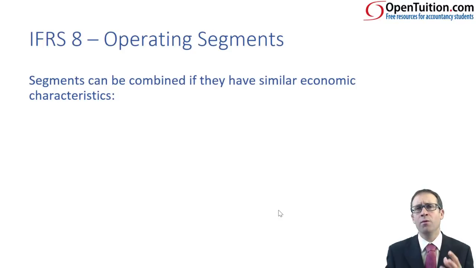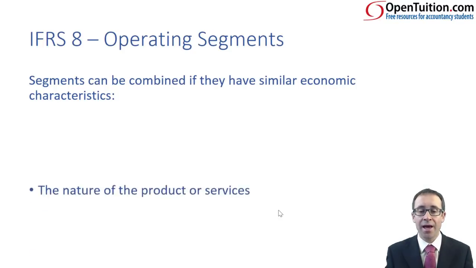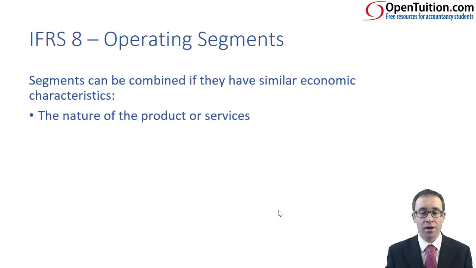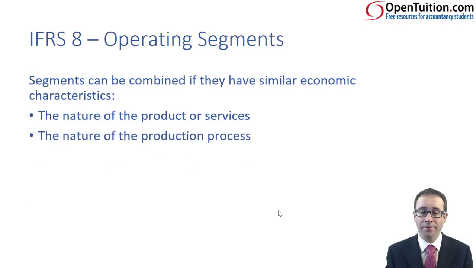But there are specific rules about what we mean with regard to similar economic characteristics. So first of all, the nature of the product or the service has to be very similar. The goods that you sell, the service that you provide, the pricing structure and how you set the prices has to be very similar. The nature of how you produce the goods, so not just what the actual product is, but how it is produced, has to be very similar as well.